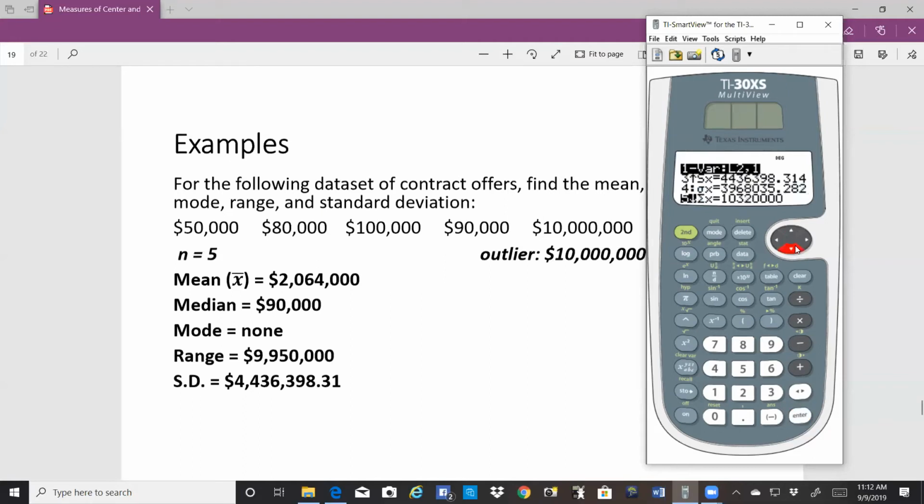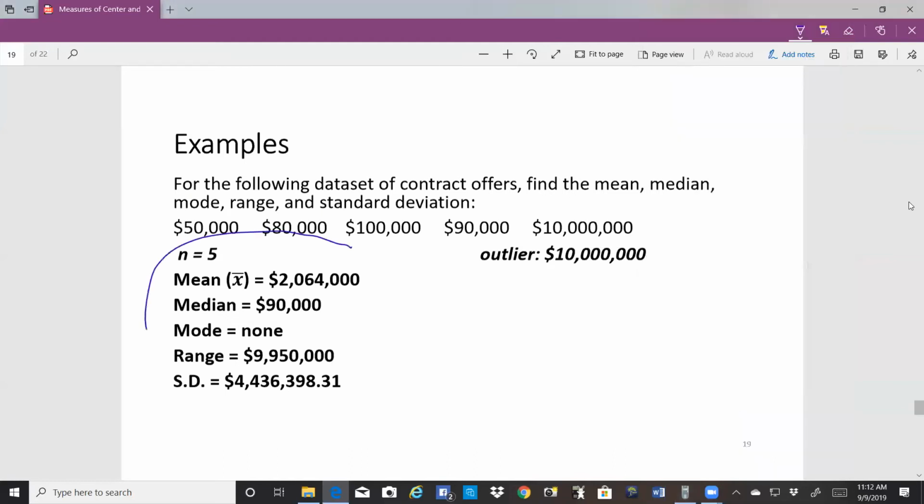And it will tell you the median, which is 90,000. We already knew that. And of course, the maximum is 10 million. So we get all of this data on the calculator. And this is the way I recommend you do this, folks.